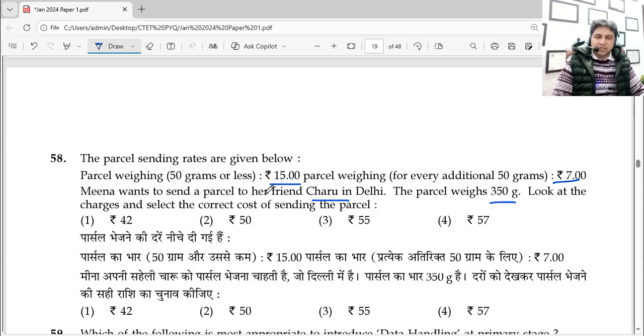Look at the charges. First of all, for the first 50 grams she has to pay 15 rupees. Out of 350, the rest is 300, and that is 50 into 6. That means 7 into 6, 42. So 15 plus 42, that means option number 4, 57 rupees she has to pay.